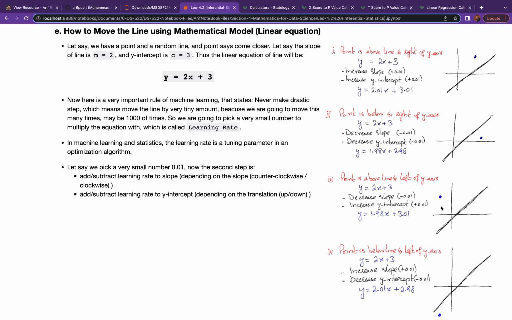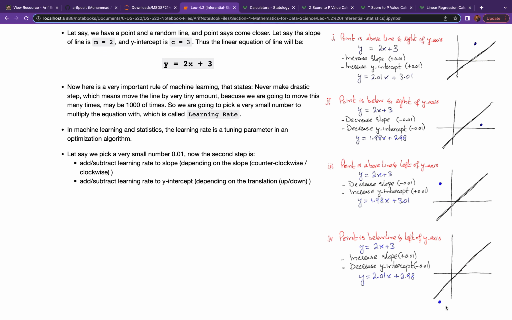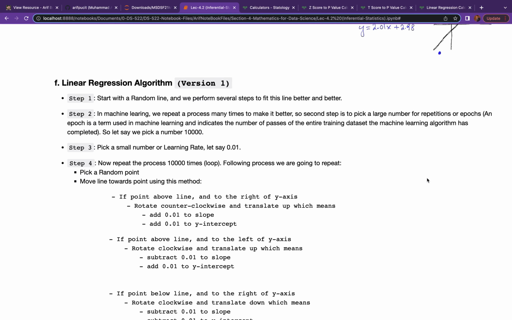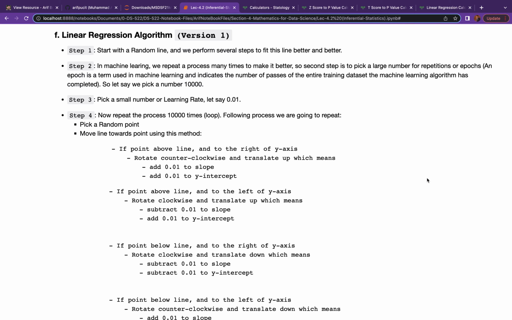Over here in this example, the point lies above the line and on the left of the y-axis. So we need to decrease the slope and increase the y-intercept with this learning rate. And similarly in this scenario, the point is below the line and on the left of the y-axis. So we have to increase the slope and decrease the y-intercept to bring this line close to this point. So these are the four combinations using which we can move the line close to our point. By keeping this in mind, this is the algorithm that we can follow.